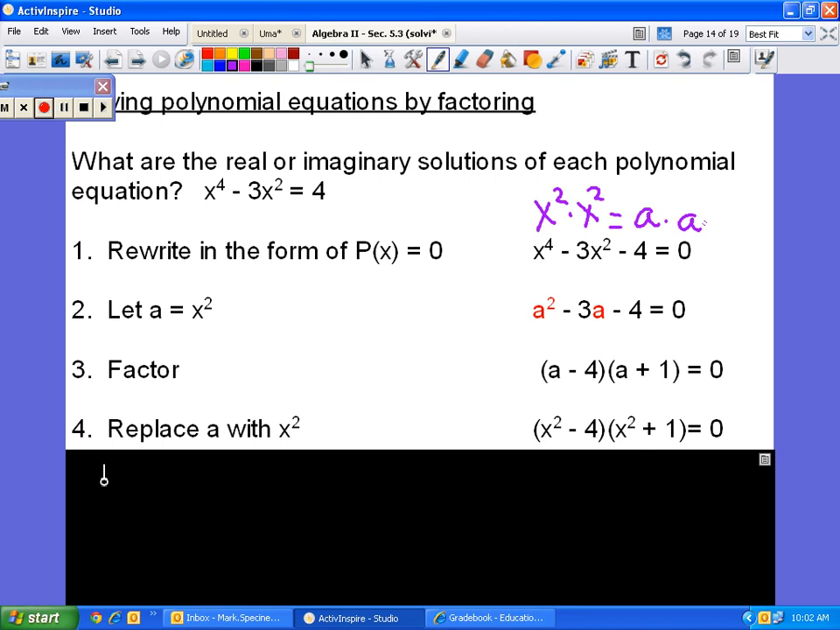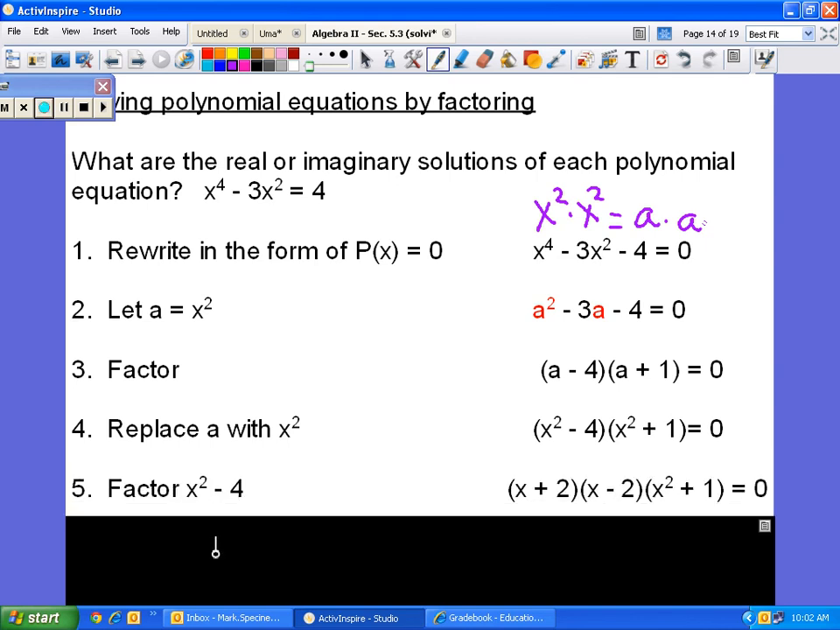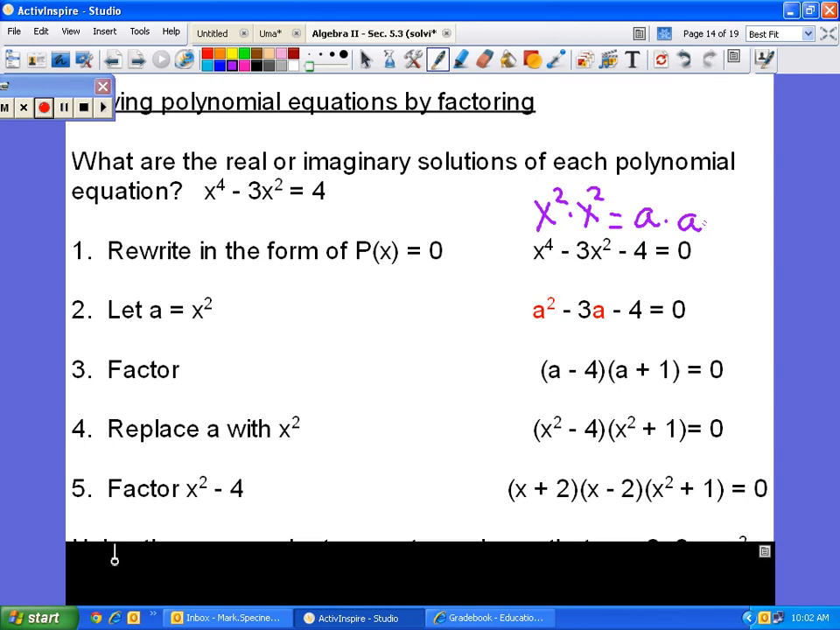You find the square root of each term. One factor is plus, and one is minus. So I factor x squared minus 4. Difference of two perfect squares: you take the square root of the first term, take the square root of the second term, one plus, one minus.